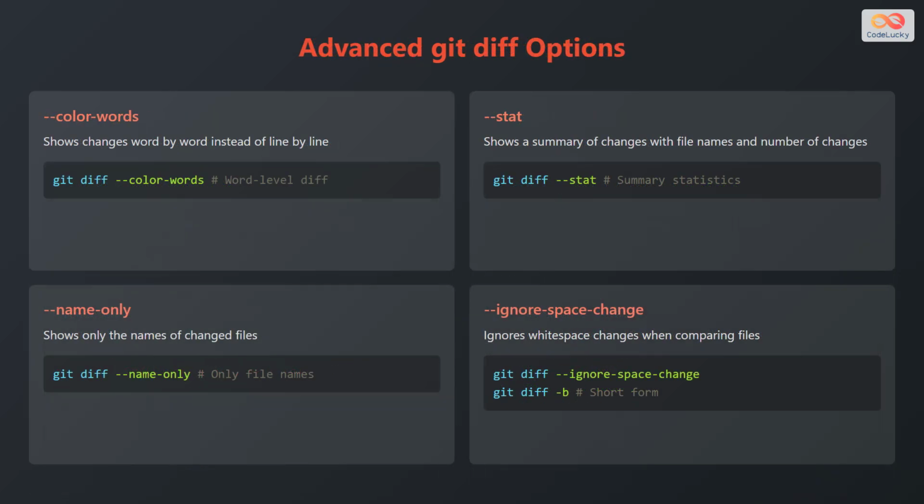Git Diff also comes with several advanced options to tailor the output to your needs. --color-words shows changes word by word instead of line by line, which can be very helpful for understanding small text modifications. --stat shows a summary of changes with file names and the number of changes, giving you a quick overview. --name-only shows only the names of the changed files, which is useful for scripting and quick checks. Finally, --ignore-space-change ignores white space changes when comparing files. This helps to focus on the actual content changes rather than formatting.